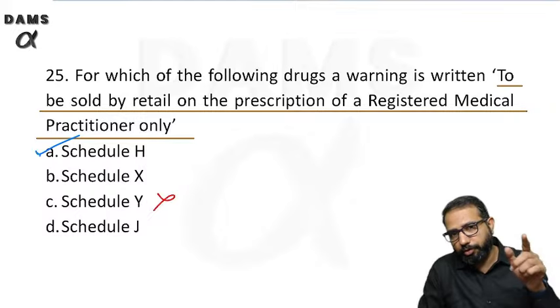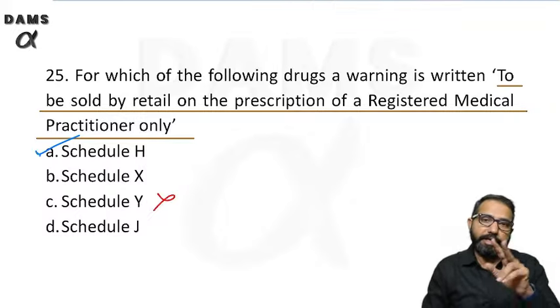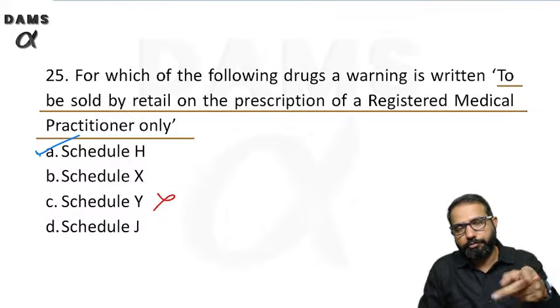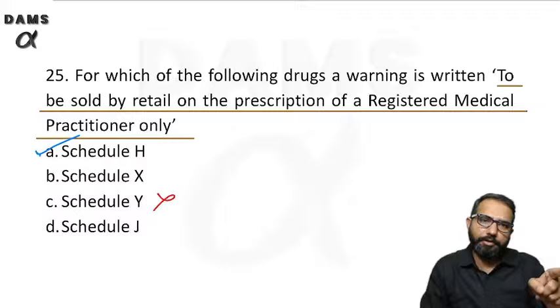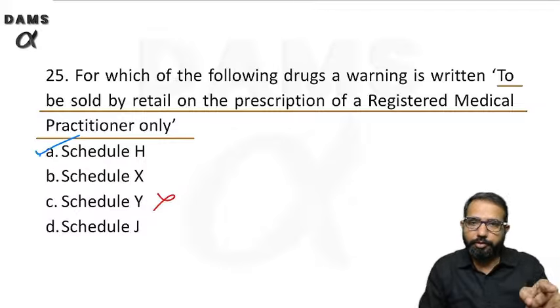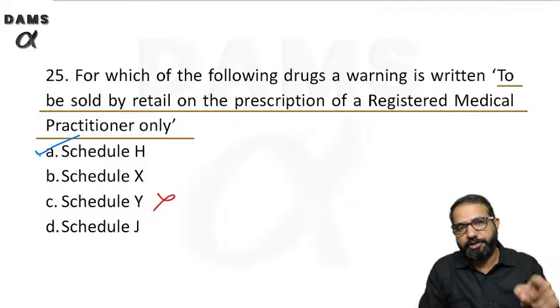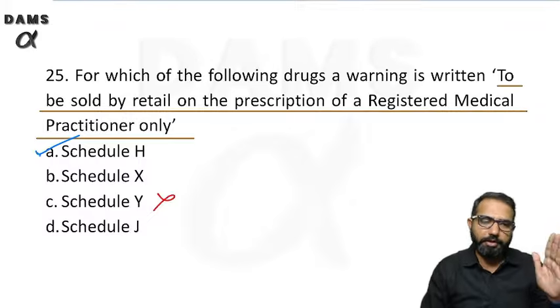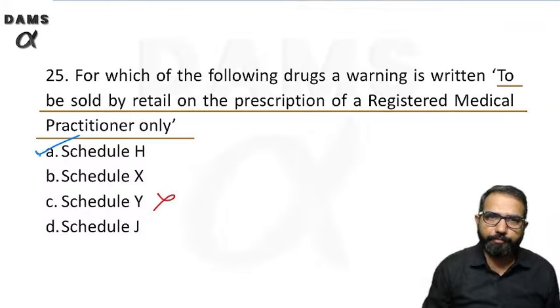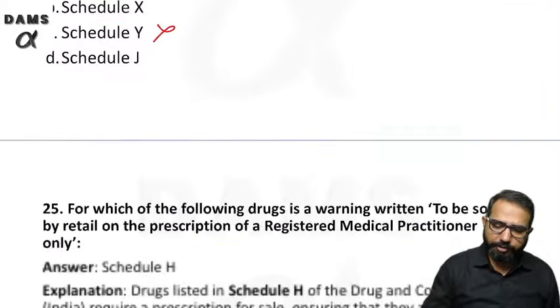This warning is also written on X, but in X we have two warnings. One warning is that the drug is not safe without advice from a registered medical practitioner. Both warnings will be written. So this is narcotic, but H is sold by retail on the prescription of a registered medical practitioner only. So these are the prescription drugs.